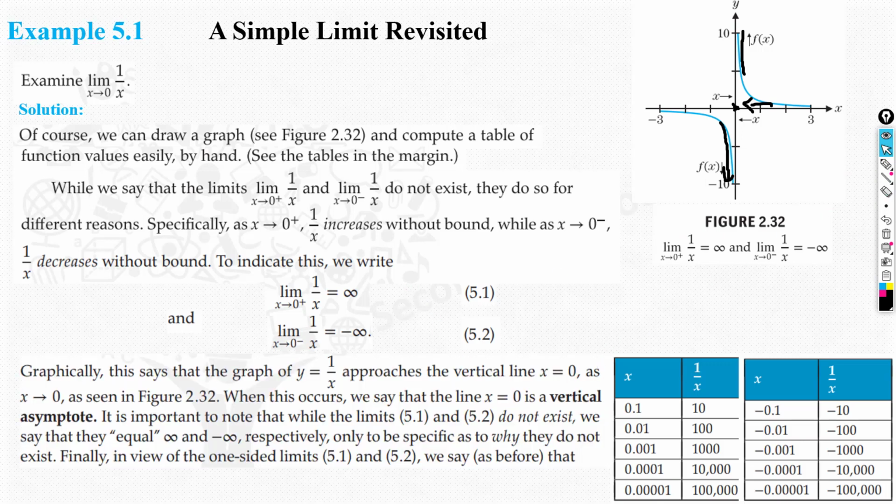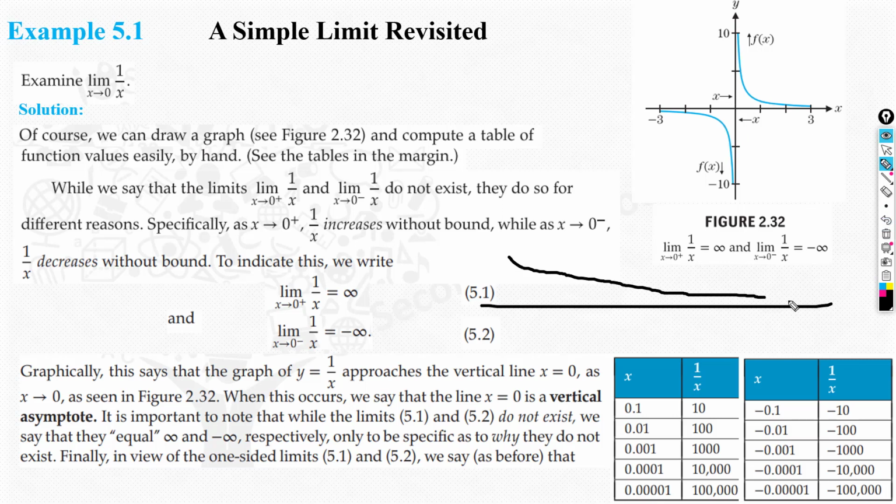Now here you can see there is a vertical asymptote, isn't it? See, this is the asymptote. Over here you cannot have 0. These lines are very, very close to 0 but not touching 0. So that is an asymptote. An asymptote is a line where the values will tend towards it, but it will not be equal to that point. So that is the thing.